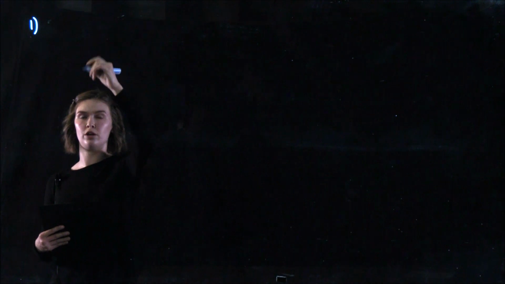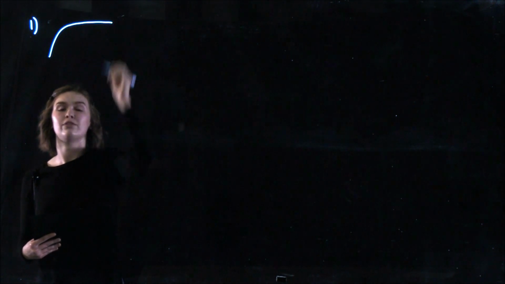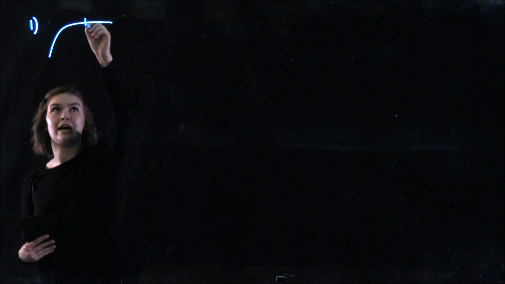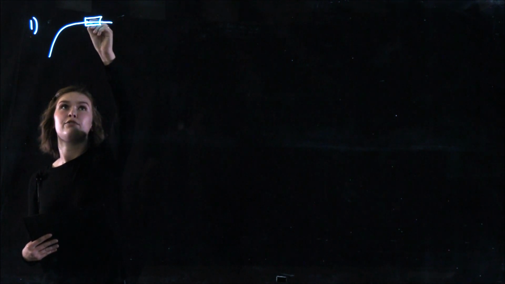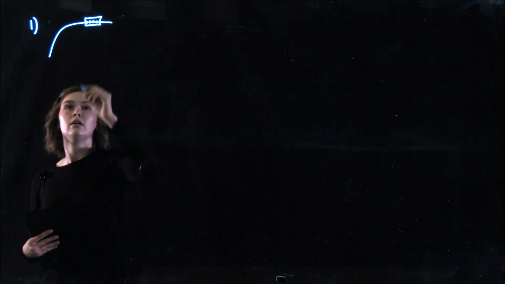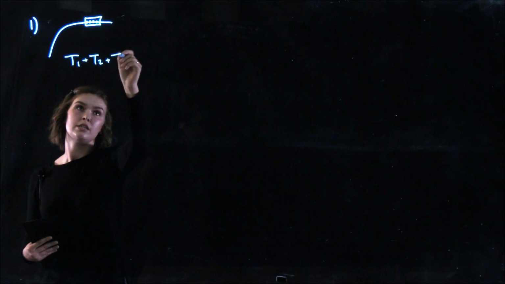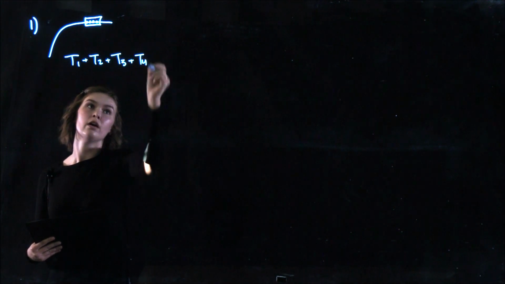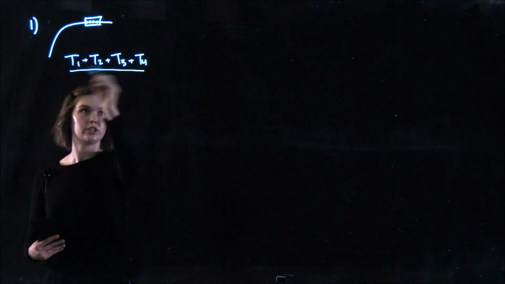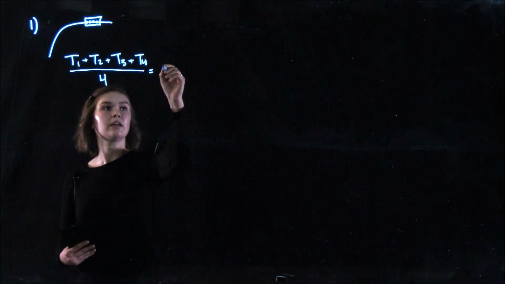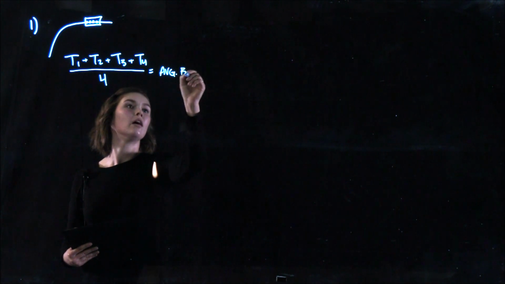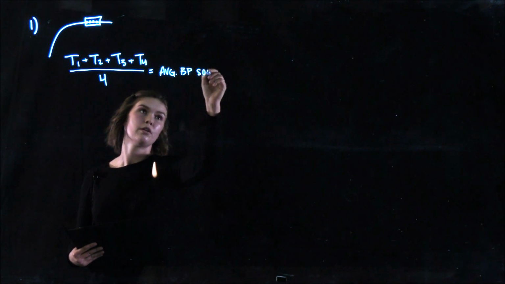So the first one is talking about the average boiling point of your solution. So that's going to be your salt and your water solution. For an average boiling point, you're just going to take your points from your graph. Your graph looks just about like that, and you're going to have a flat spot right in here. You're going to take 4 temperature points and take an average. So T1, T2, T3, and T4, and you're going to divide by the number of samples, which in this case is 4. And that's going to give you your average boiling point of your solution.